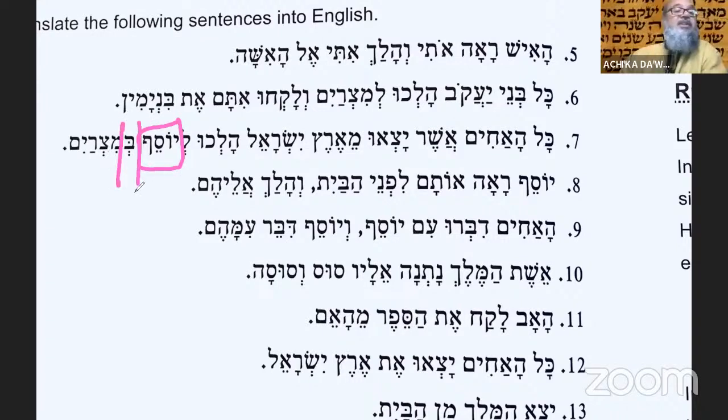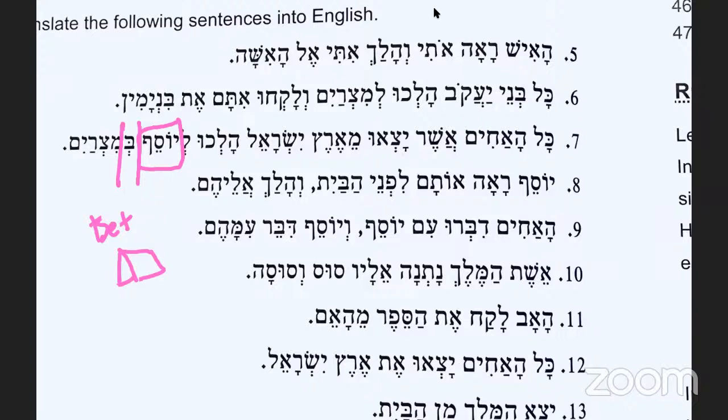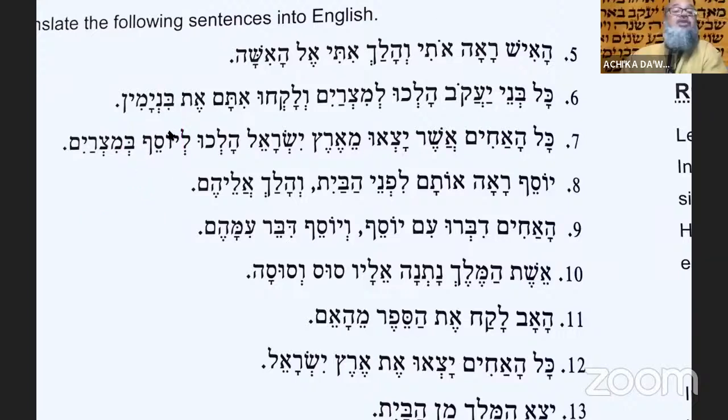And then here's another preposition. And that's a bet. And a bet is a tent. And you do something with a tent. You can go in a tent, you can go with the tent, so it can mean in or with. So you got to put it together. So they halaku to Yosef in what land? Mitzrayim.